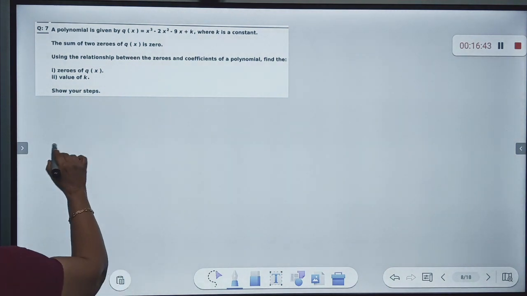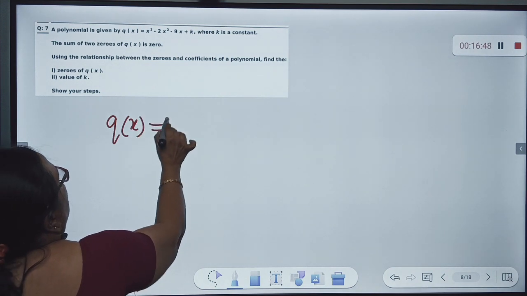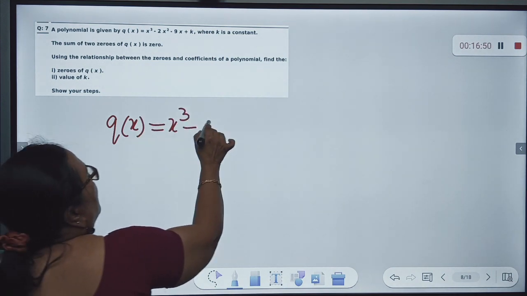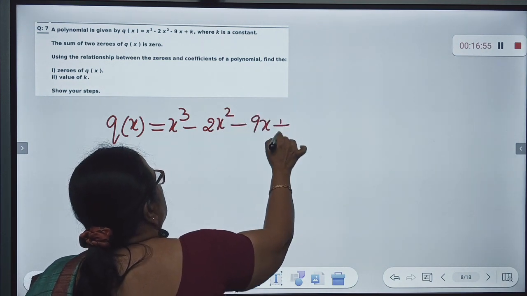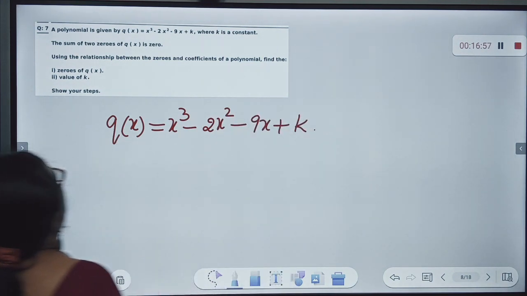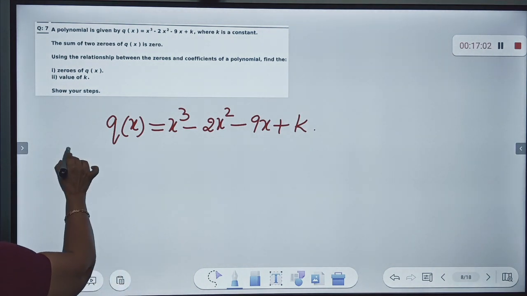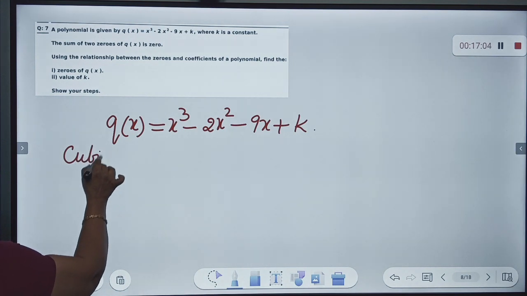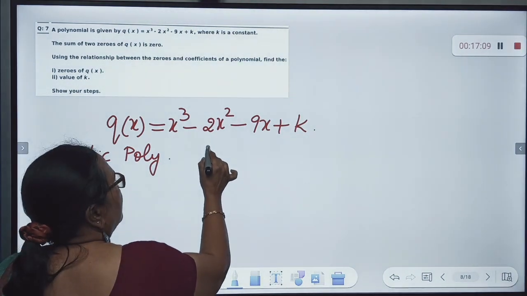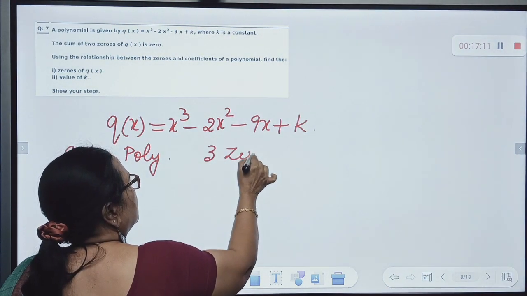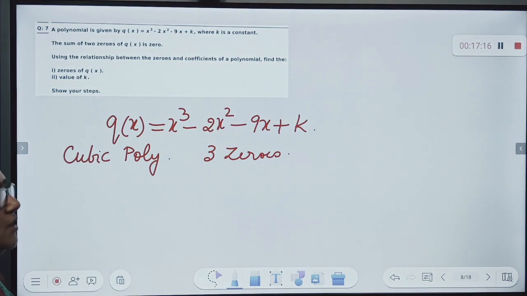Now a polynomial is given by Q of x. Q of x is given to be x cube minus 2x square minus 9x plus k. The sum of the two zeros is 0. So how many roots will it have? What sort of polynomial is this? This is a cubic polynomial. How many zeros will it have? 3 zeros. Maximum of 3 zeros. There can be repetition, but it will have 3 zeros.